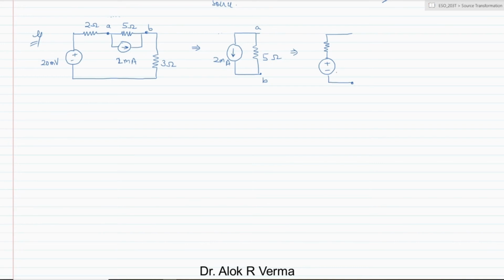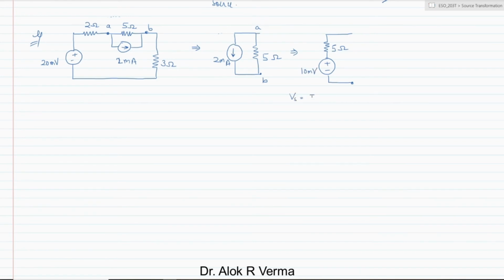Now here, why did I take this example? Because something interesting is going to happen. What about the polarity? We know that this is 5 ohm, this also will be 5 ohm, and this is 2 milliamp. The voltage will be I into R, so 2 into 5, 10 millivolt. So this voltage will be 10 millivolt, which is how it is calculated.